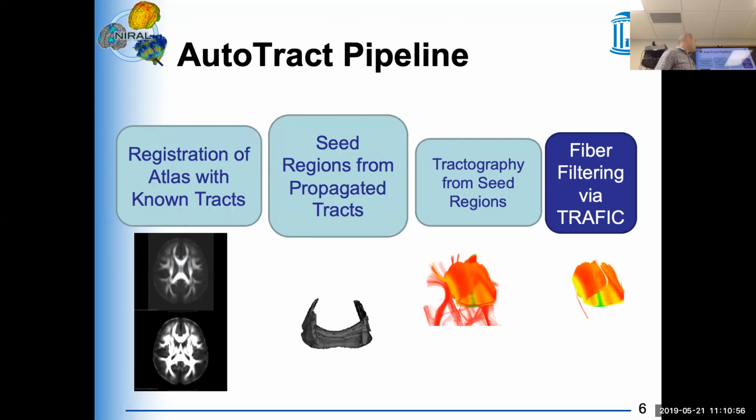Now, that will yield lots of tracts, not just the tract you're interested in, but kind of like an optimistic view of that tract, much more than the actual tract you're interested in. And then we have a final step, and that's where we're using deep learning to basically label those fibers, whether they belong to the tract of interest or to another tract.